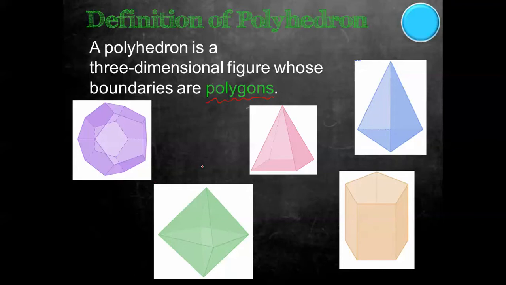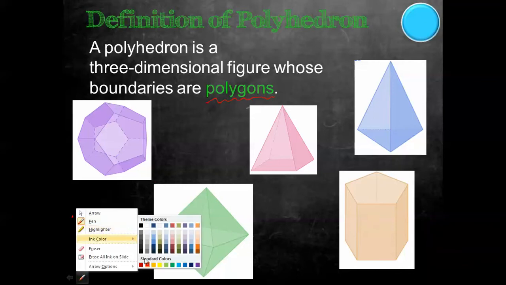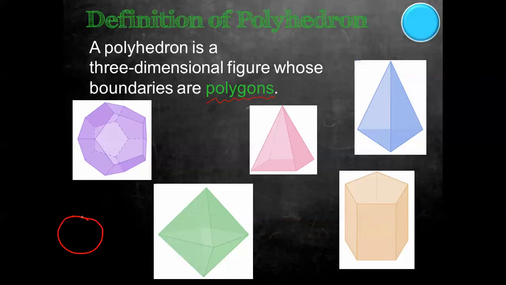Now remember, a polygon has to have at least three edges, and it has to intersect at its endpoints only. So remember, a circle is not a polygon because it doesn't have three edges. It has no edges. This would not be a polygon because it intersects here in the middle, not just at the endpoints.